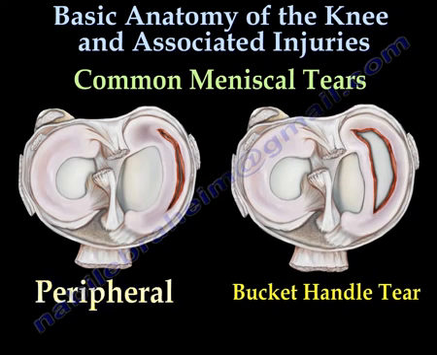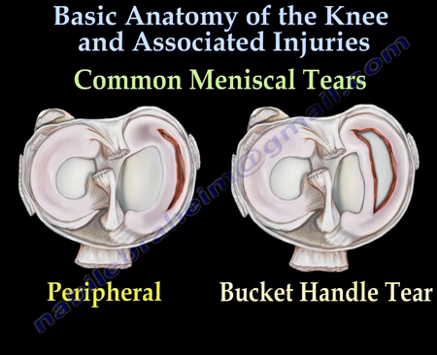Peripheral tears occur in the vascular zone and will usually heal if repaired. Bucket handle tears generally involve a large portion of the meniscus displaced into the joint, which is usually debrided.